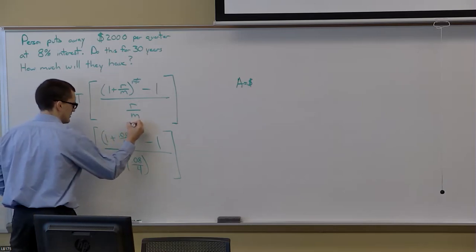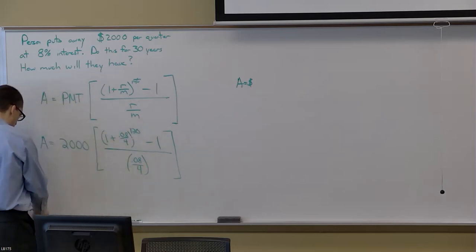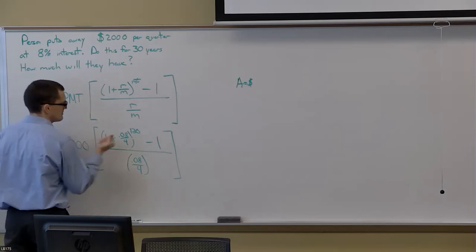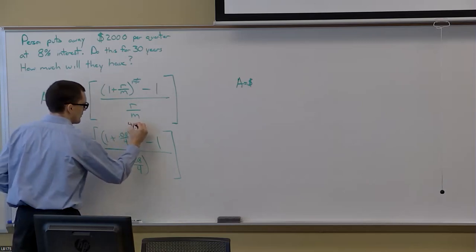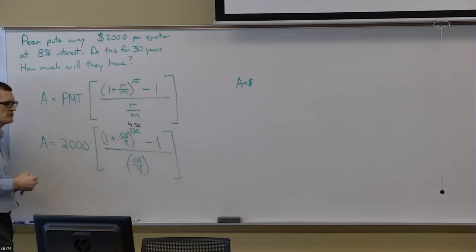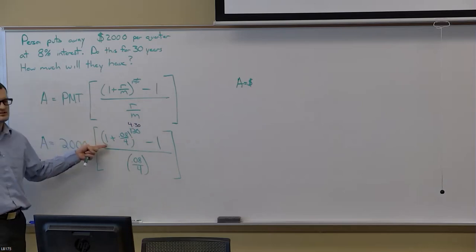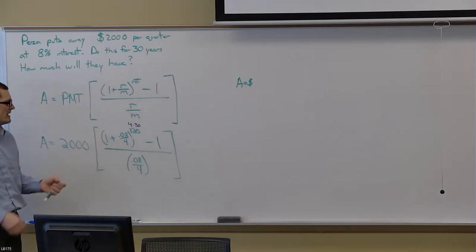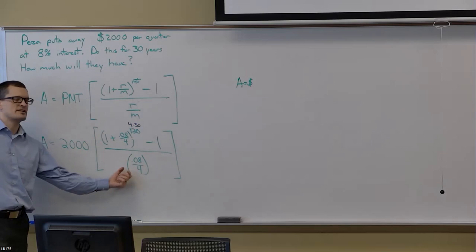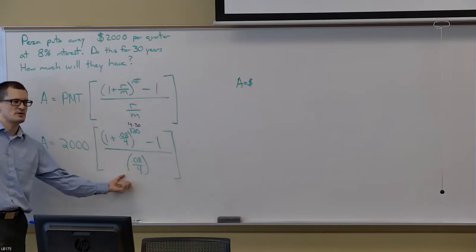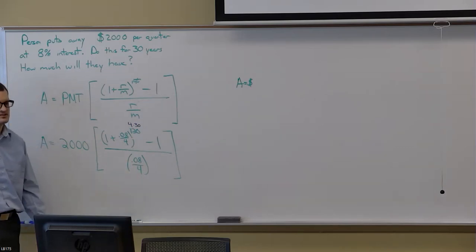Uh-oh. Oh, didn't work. See if that one does. All right, so I got 120 by that way, 4 times 30. So numerator first, once you calculate that, when you're dividing by this denominator, make sure the denominator is in parentheses, 0.08 divided by 4 is in parentheses, and then multiply by 2,000.